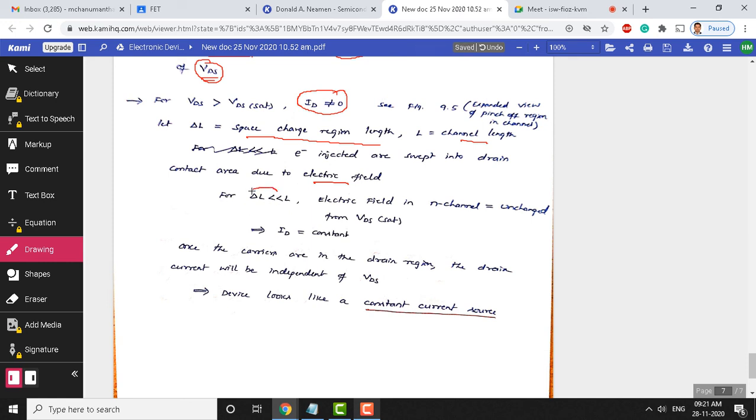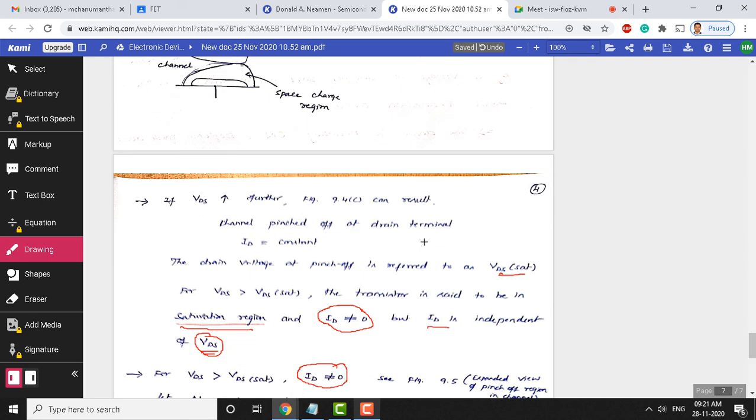For delta L very much smaller than L, the electric field in the N region remains unchanged. So therefore, beyond VDS sat, ID maintains a constant. Once the charge carriers are present in the drain region, the drain current will be independent of VDS. Therefore the device behaves like a constant current source. So this is what we want to say about the basic PN JFET operation.